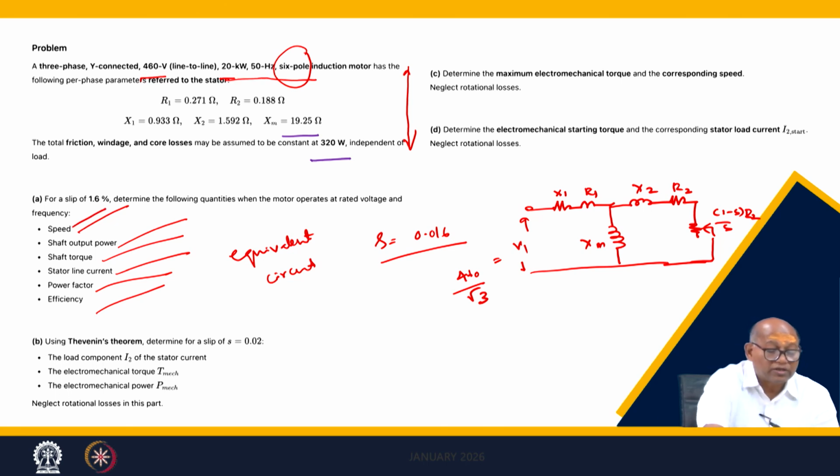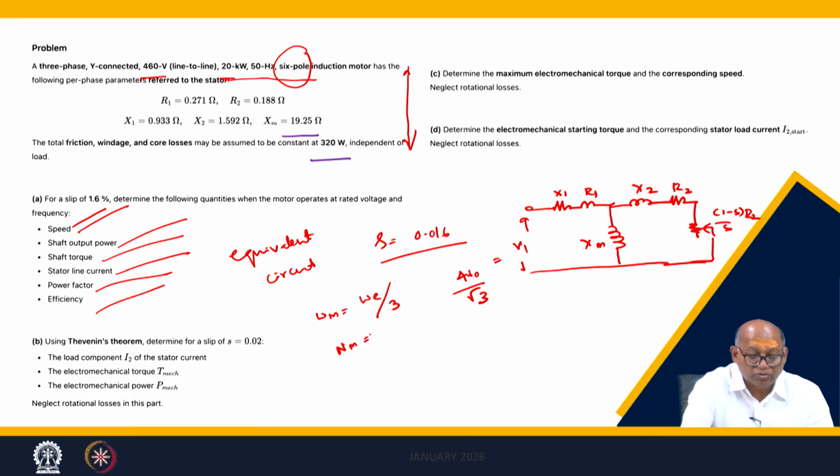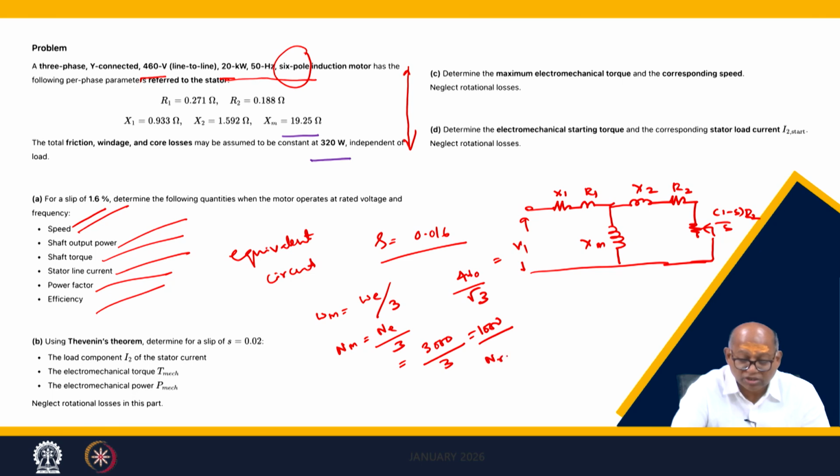So how do you calculate the speed? The mechanical synchronous speed is equal to the electrical speed divided by the number of pole pairs, that is 3, P by 2. So the RPM is equal to electrical RPM by 3. What is the electrical RPM? It is 50 Hz, so 3000 by 3 will be 1000. So 1000 into (1 minus s). So what is the actual rotor speed? This is 1000 into (1 minus s). That is what you will find out.